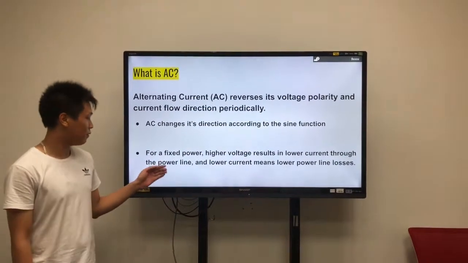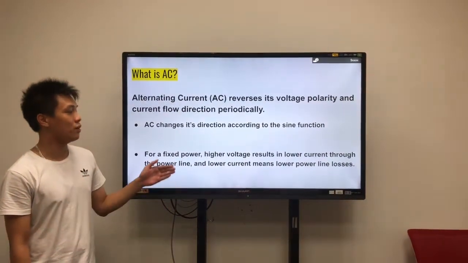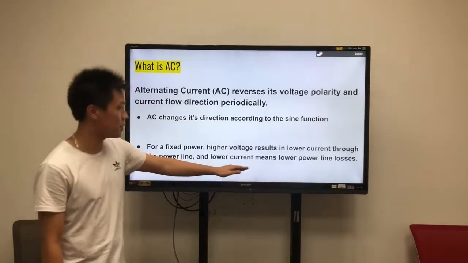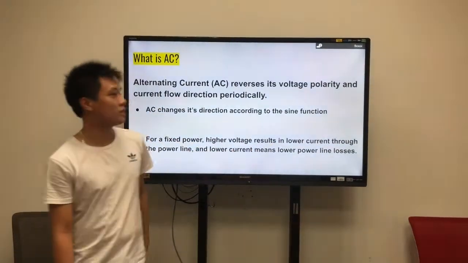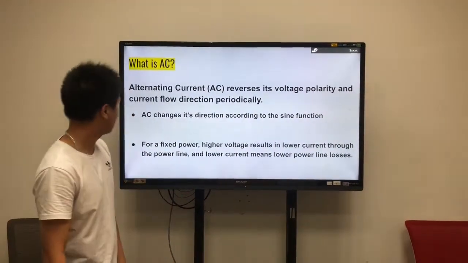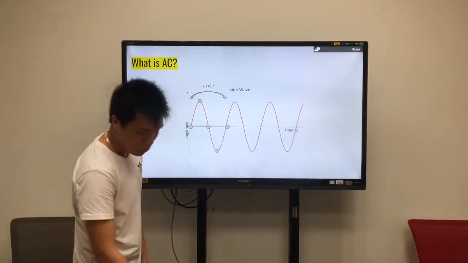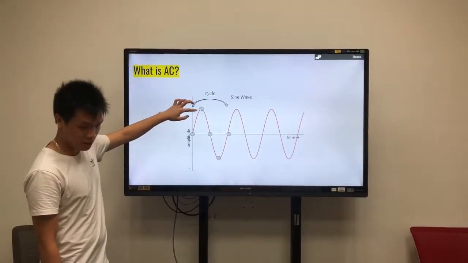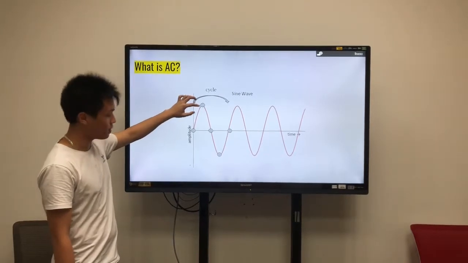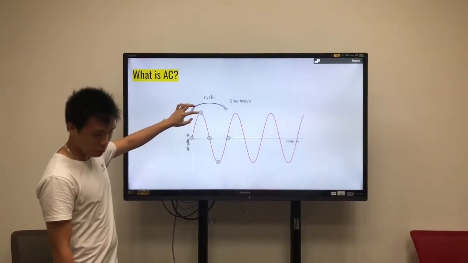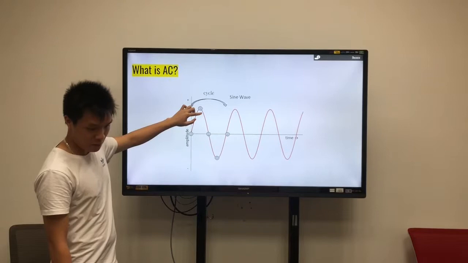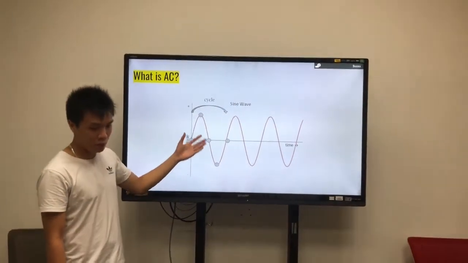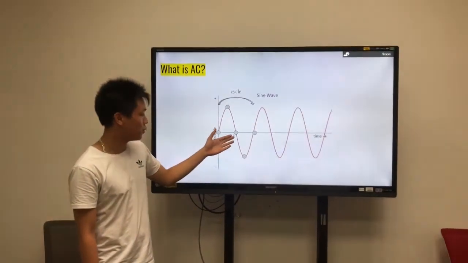For a fixed power, higher voltage results in lower current through the power line, and lower current means lower power line loss. Once the voltage reaches its peak, the current stays the same, but the voltage begins to drop. And when the voltage becomes zero, the voltage reverses, causing current to flow.